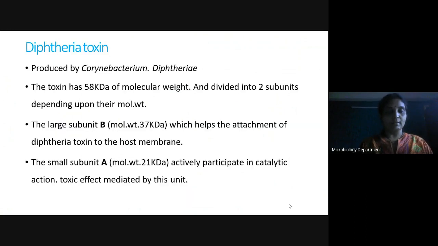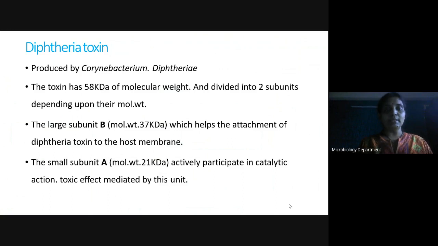Diphtheria toxin is produced by Corynebacterium diphtheriae and was isolated by Roux and Yersin in 1888. It is an important virulence factor in the pathogenesis of diphtheria. Rats and mice are relatively resistant to diphtheria toxin, but human beings, rabbits, guinea pigs, and bird cells are very sensitive to it. Diphtheria toxin is made up of two subunits, A and B.